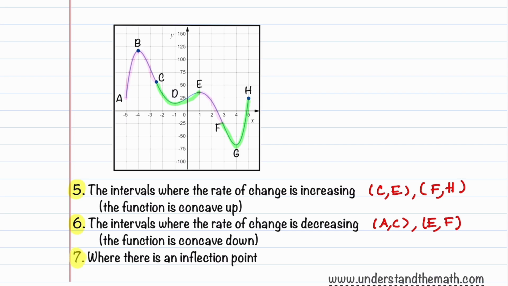Lastly, let's talk about inflection points. An inflection point is a point on a graph where the concavity changes from concave up to concave down or vice versa. The function in this graph has an inflection point at point C, where it changes from concave down to concave up, at point E, where it changes from concave up to concave down, and then at point F, where it changes from concave down to concave up. Let's go ahead and write down those points. We have inflection points at C, E, and F.